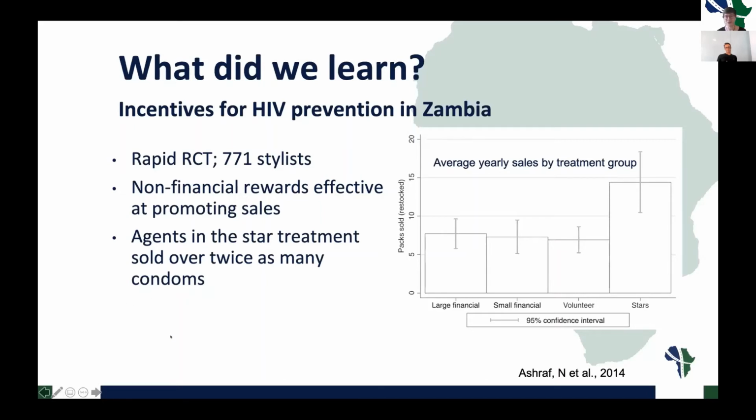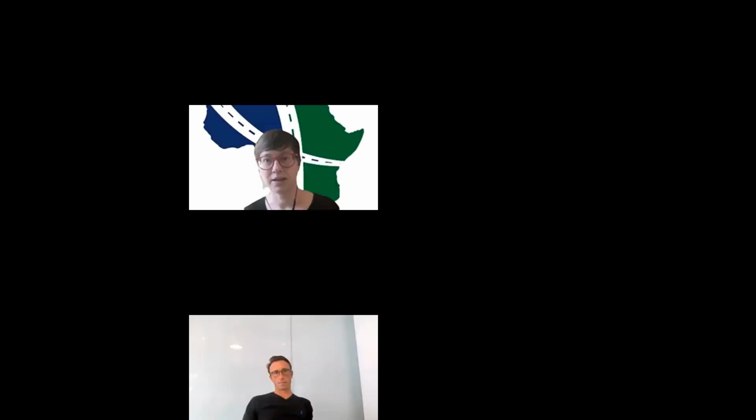Hopefully that's given you some examples of what we mean by a nudge, how they emerge, how we design them, and the ability to quickly trial them in the field. And I'll stop there.